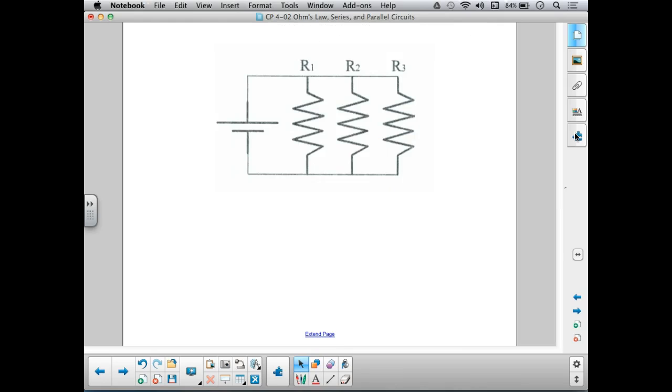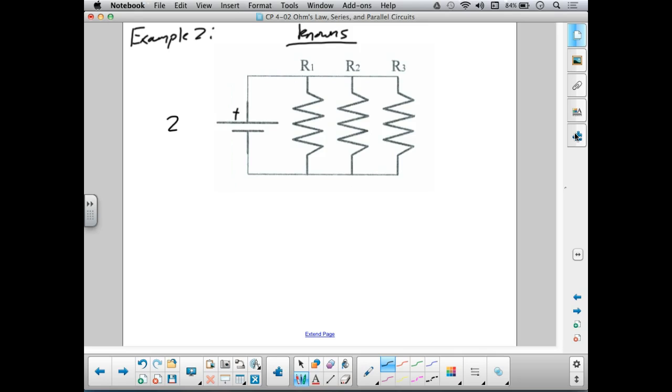Okay, let's try another example. Here's another blank circuit. Please add this one to your notes as well. Example 2. And these are going to be our knowns. Remember, a diagram with labeled values that we know is the first step in solving any physics problem. I've got a battery here. I'm going to make this battery a 24-volt battery. And I'm going to change up the resistances this time.